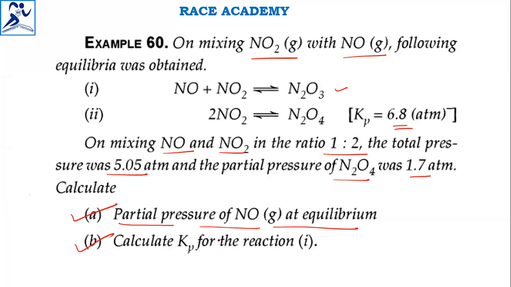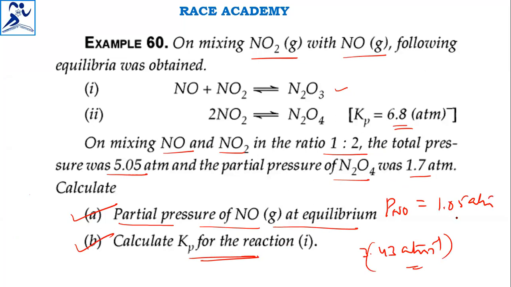So calculate the Kp value for the reaction. We calculated the Kp value for this reaction as 3.43 atmosphere inverse, and the partial pressure of nitric oxide we have calculated as per this is 1.05 atmospheres. These are the answers for these two questions.